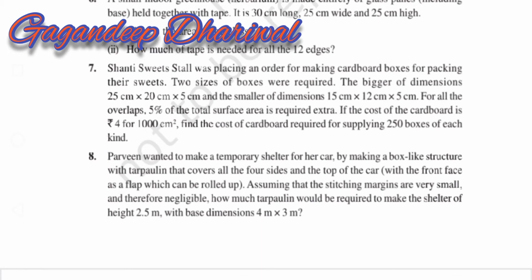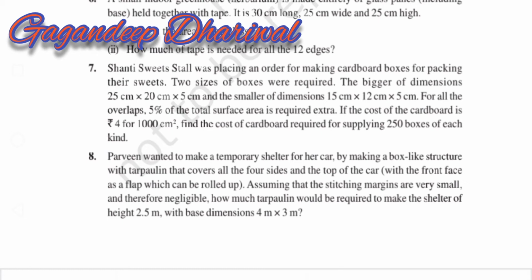So this is simple. As Praveen wants to make a temporary shelter for the car, and as you know the bottom part is not covered. You don't make a shelter at the bottom part of the car. All the four sides and the top is covered. So we have to use the formula length times breadth plus twice in bracket breadth times height plus height times length, because the bottom part is not included. That's why we use this formula.